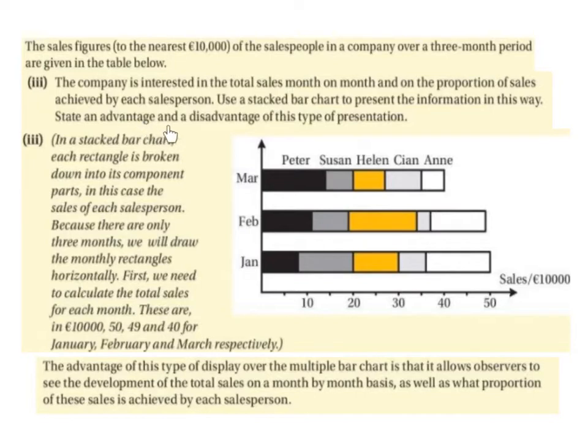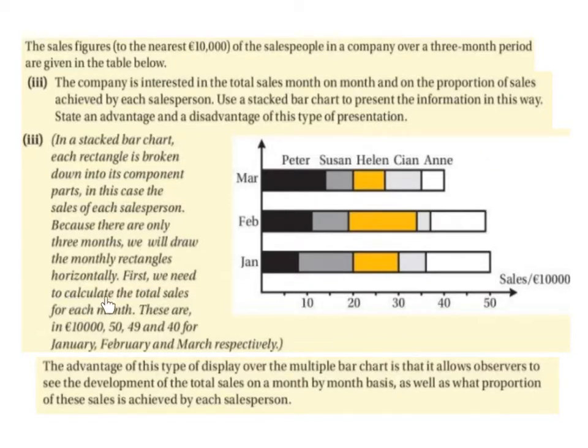State an advantage and a disadvantage of this type of presentation. In a stacked bar chart, each rectangle is broken down into its component parts. In this case, the sales of each salesperson. So for example, the bar here representing March is broken down into Peter's sales, Susan's sales, Helen's sales, Keen's sales, and Anne's sales. Likewise for February, and likewise for January. Because there are only 3 months, we will draw the monthly rectangles horizontally. So they're going horizontally now as opposed to vertical.